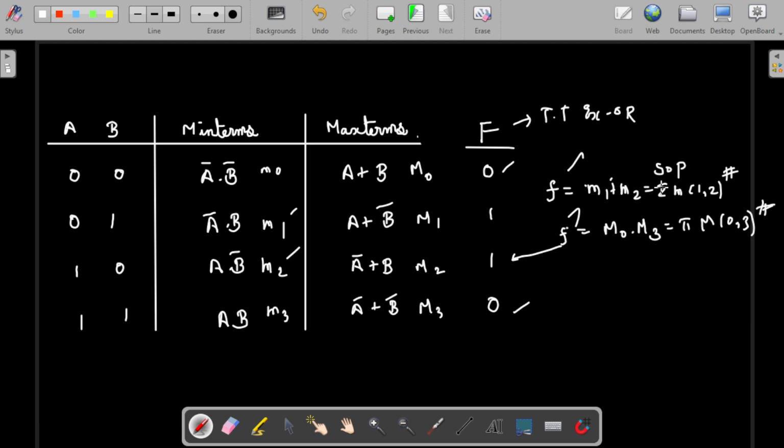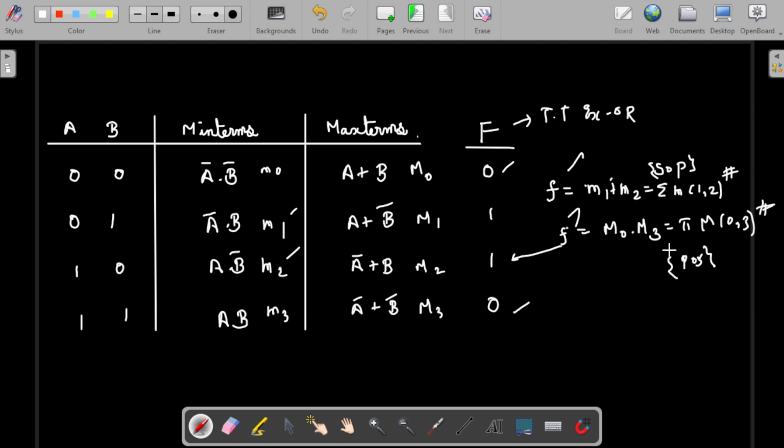Why we choose minterms for SOP and maxterms for POS is that only under one condition will the output be 0, that is 0 comma 0. Whenever any one of the factors is 0, the output will be considered 0, so that is why we take the product here. Here, if any one of the inputs is 1, then the output will be 1, so that is why we consider SOP here. That is the difference between SOP and POS. Both are representations of the same function, and we can choose either based on our understanding.